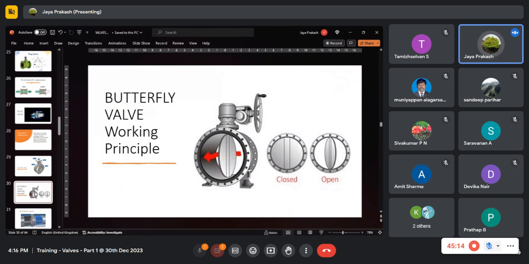This is a very simple valve. The butterfly valve is a very simple construction, and you can see it's not heavy like the globe valve or gate valve. With the simple construction, it has only one disc acting at the center, which opens and closes depending on the hand wheel rotation or actuator functioning. It makes the disc open or close, a very simple operation.